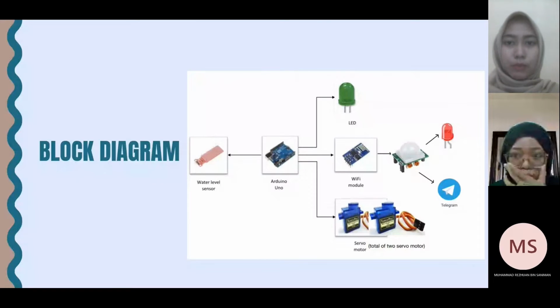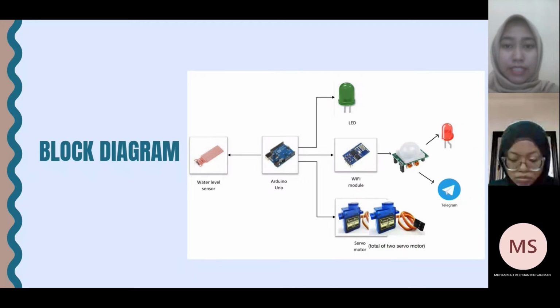So this is our block diagram. The microcontroller for this project is Arduino Uno. The input for this project is the water level sensor. Meanwhile, the outputs are LED and servo motors. The Wi-Fi module acts as a second microcontroller to control the input, the PIR sensor, to sense the flow of water. Once it detects the flow of water, the output, which is the red LED, will turn on, while sending notification to Telegram as the alarm system.